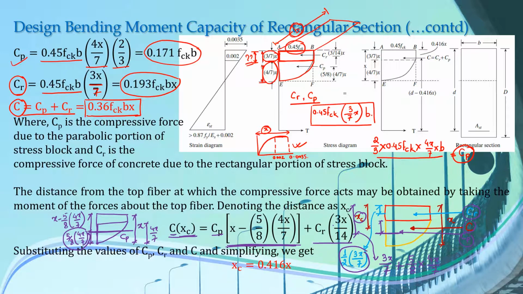So now equate this and solve this equation, and substitute the values of CP and CR as you obtained from here. Then you will get the value of Xc, which comes out to be 0.416x. So let's see here in this diagram, this is the point of application of C, and this C is at a distance of 0.416x from the topmost compression fiber, 0.416x.